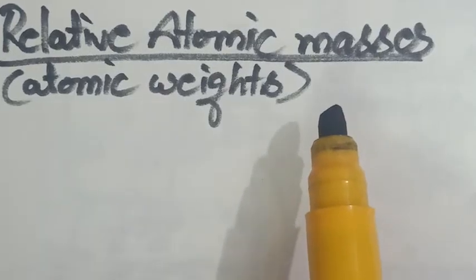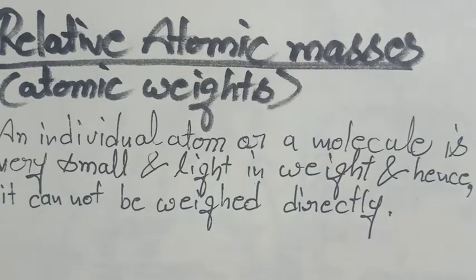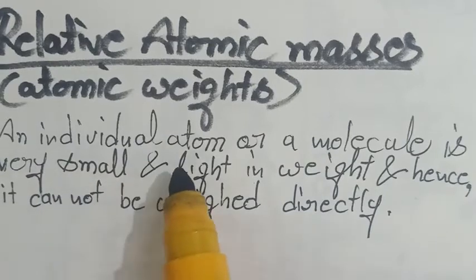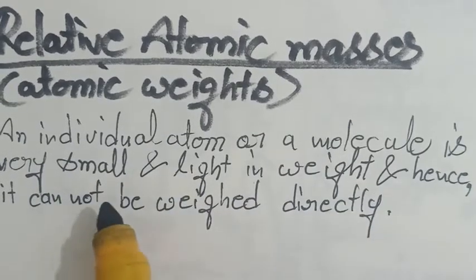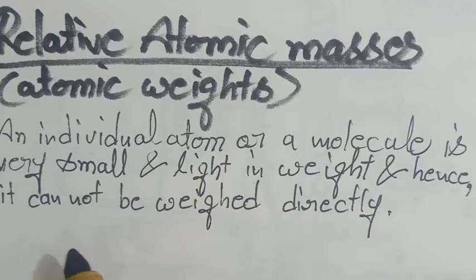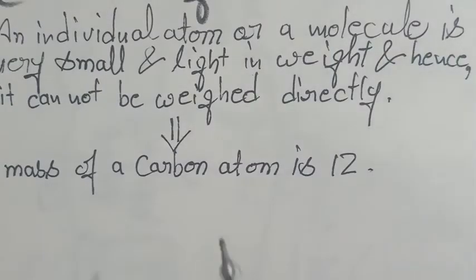As we know, an individual atom or a molecule is very small and light in weight, and hence it cannot be weighed directly. By using indirect methods, the absolute mass of an atom was determined. It was found that the mass of a carbon atom is 12, and thus 1/12th of the mass of a carbon atom works out to 1.